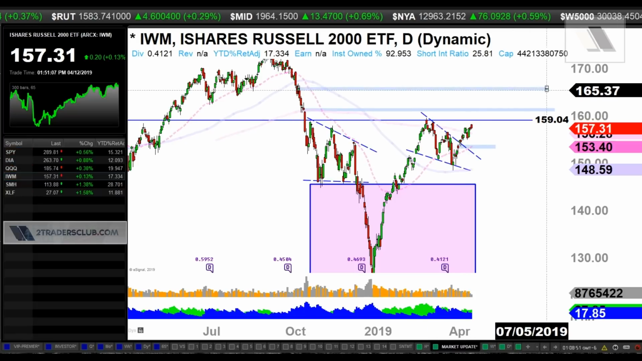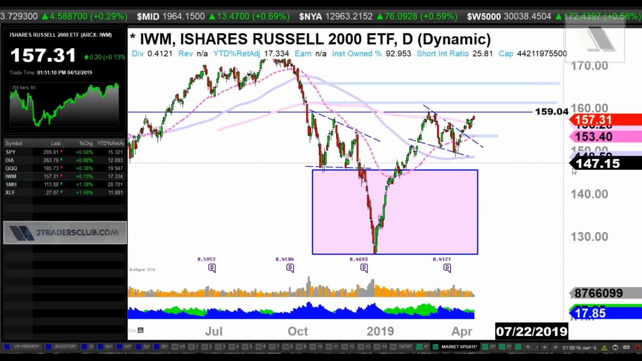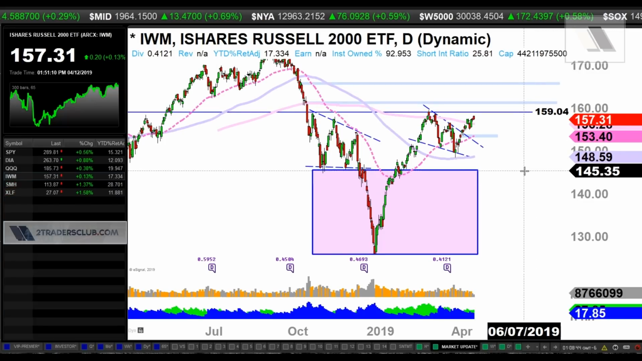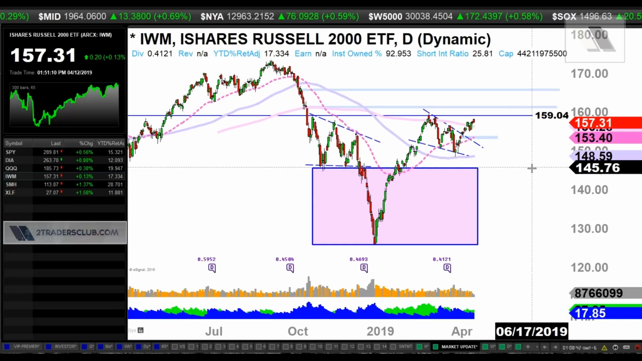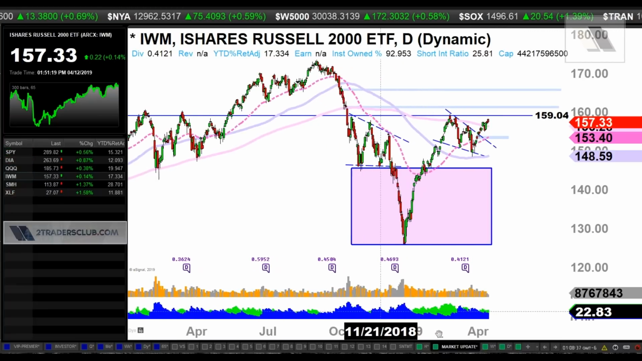So I think that's kind of where the bulls are going to fill those gaps. Those are such small gaps. I don't know if it's going to make a lot of impact as far as becoming a resistance, but 159, 160 is definitely a level to overcome.